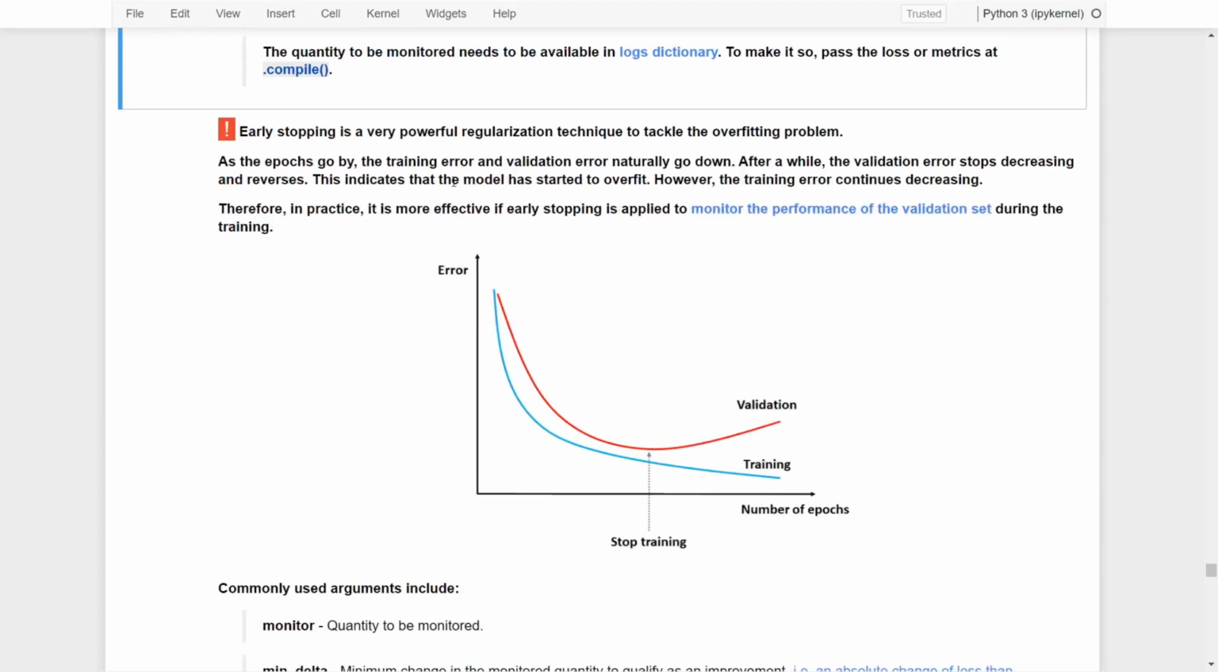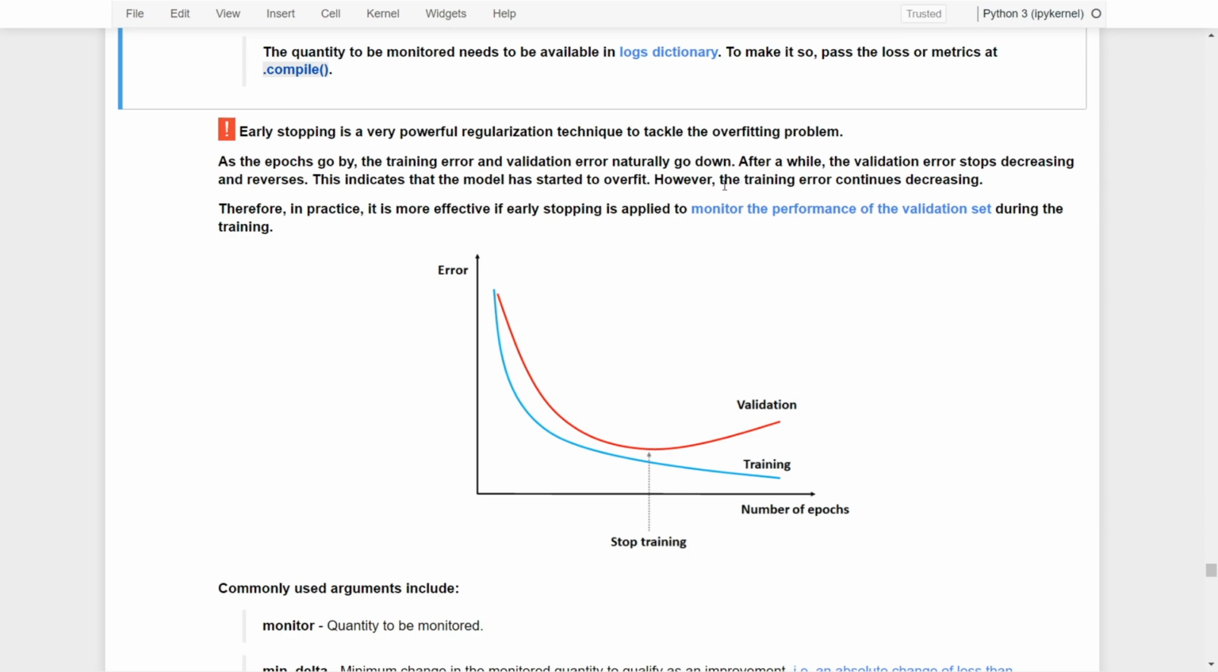Early stopping is a very powerful regularization technique to tackle overfitting problems. Let's take a look at this graph. As the epochs go by, the training errors and validation errors naturally go down. But after a while, the validation errors stop decreasing and reverse. This indicates that the model has started to overfit.